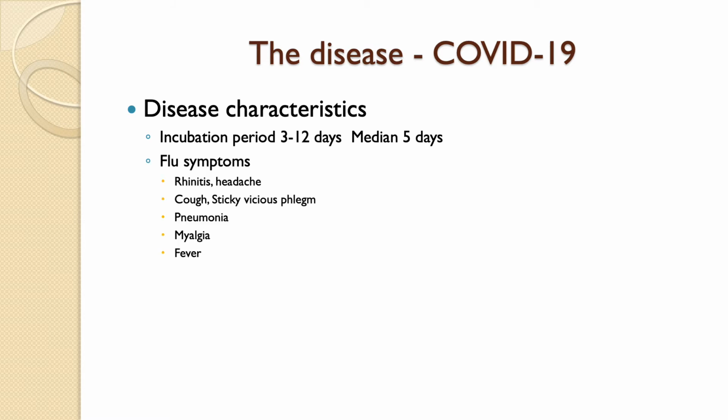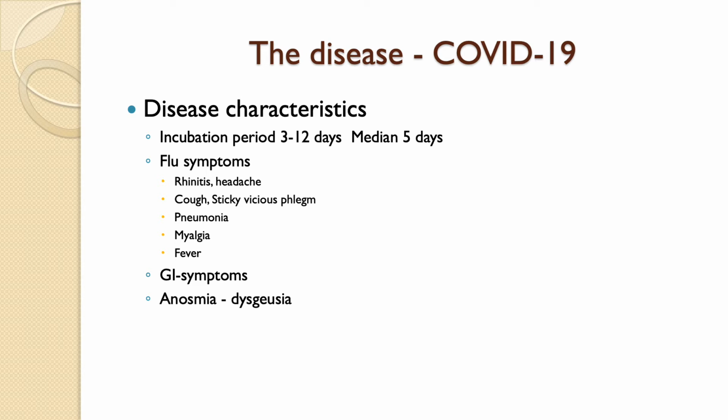Now, which kind of symptoms will they have? Well, it will be symptoms like rhinitis, a headache, a cough, which can be accompanied by a very sticky, viscous phlegm, pneumonia, myalgia, and fever. Also, GI symptoms can be present, from nausea to diarrhea or just some abdominal discomfort.